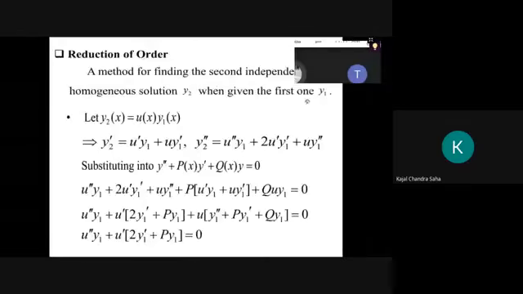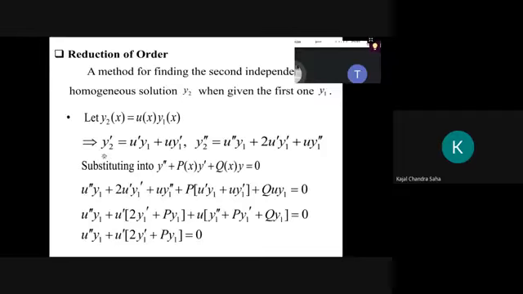If we know the y1 value, then we want to find the second linearly independent homogeneous solution y2. Let y2 equal u of x times y1 of x, where u is a function of x. You have to be clear that u is a function of x, not a function of y. Only a function of x can be written this way.